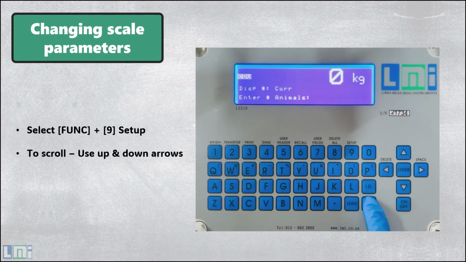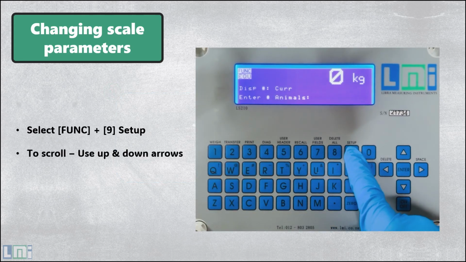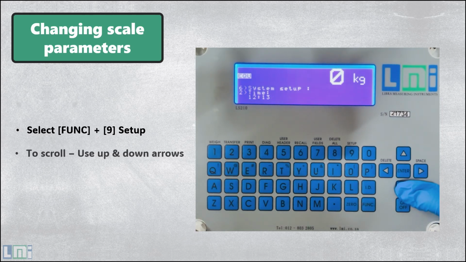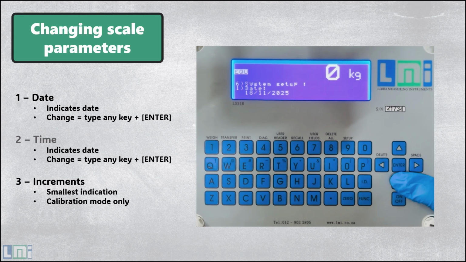Now, to access the settings. Press the function key, followed by the 9 key. This will open the setup menu, where you can use the up and down arrow keys to cycle through the different available settings. The first 3 settings are date, time and increments.